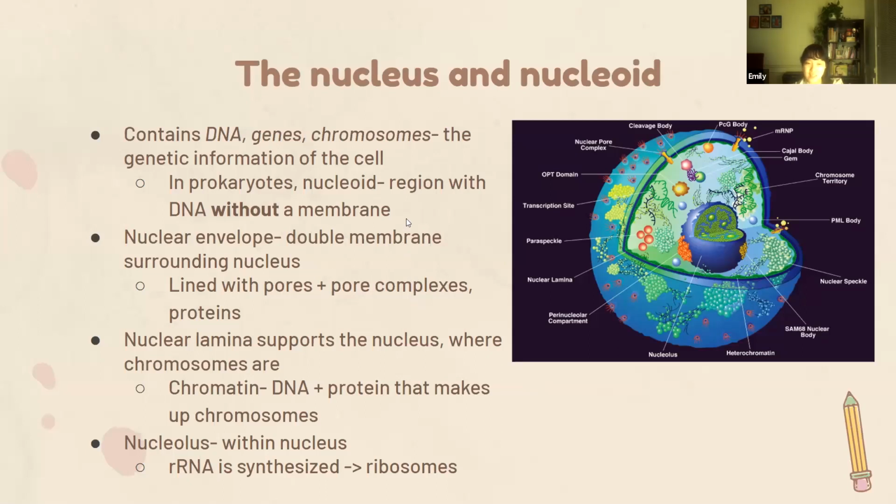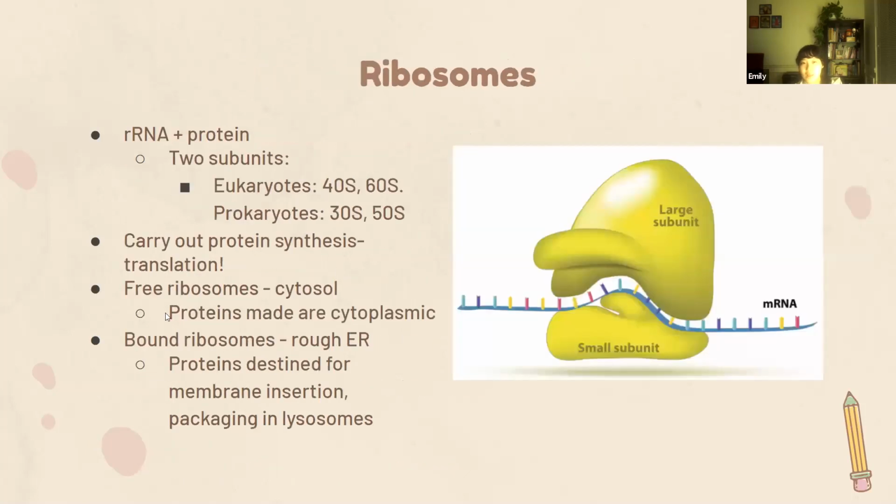Chromatin is DNA plus protein that makes up chromosomes. Again, chromosomes have all of our genes. We have 46 chromosomes that contain all of our genes. And the nucleolus is something within the nucleus, and this is where ribosomal RNA is synthesized. This basically gives rise to ribosomes, which is a smooth transition to the next slide.